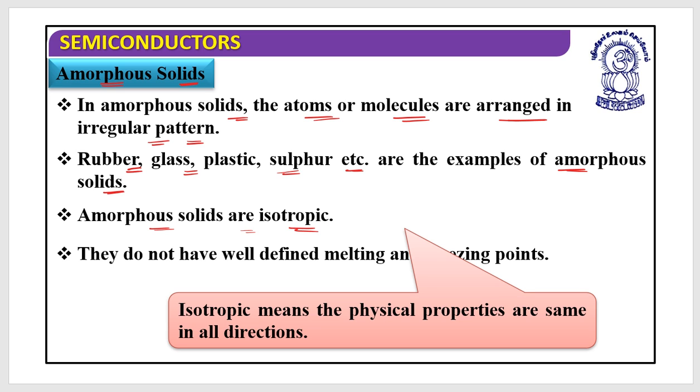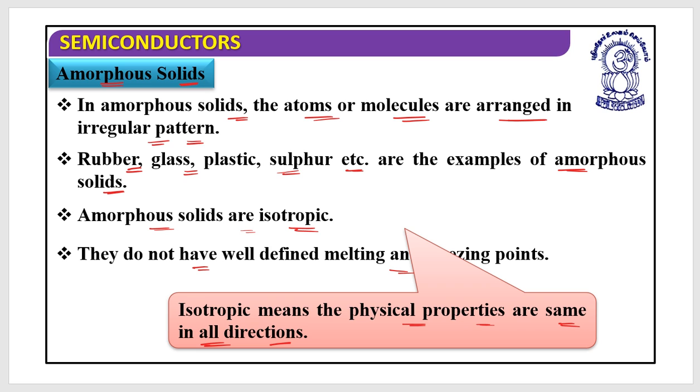When I say isotropic, it means the physical properties are the same in all directions. So in anisotropic, physical properties were different in different directions, and in isotropic, the physical properties are the same in all directions, and they do not have well-defined melting and freezing points. This is what we call isotropic, and this is the amorphous solids.